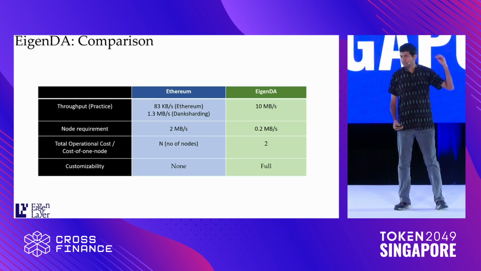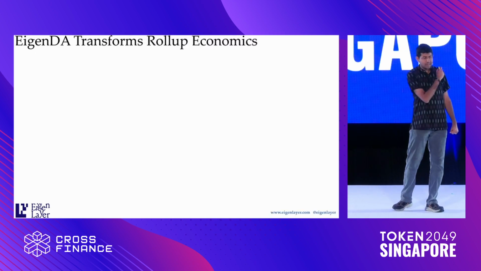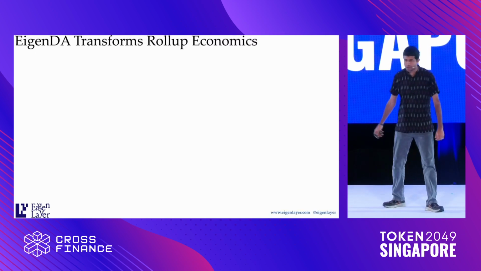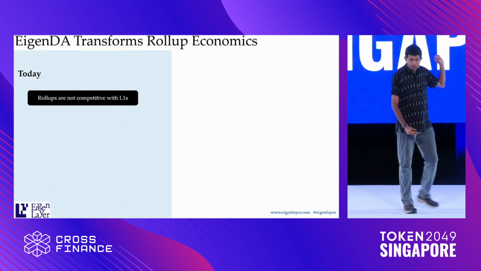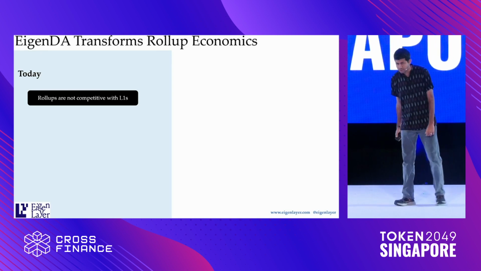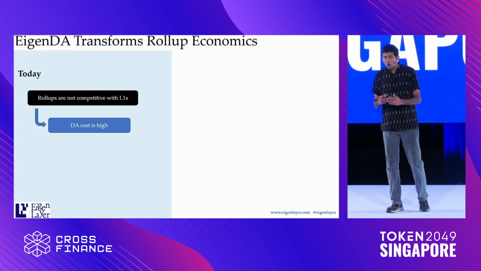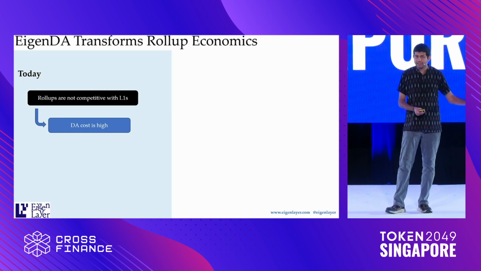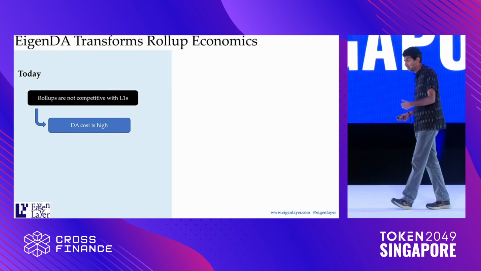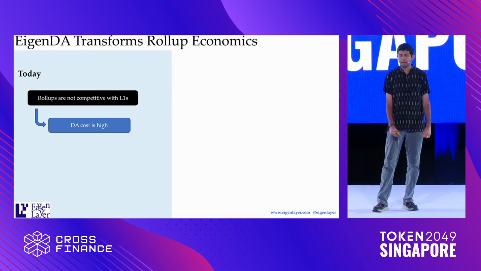It's highly customizable. It's very low cost. It transforms the economics of how you build rollups. If you look at rollups today, they're not really compatible or competitive with the layer ones. Why is that? There are 3 factors. Number one, almost all of the cost in the rollups today are going to data availability. The data availability cost is high. Okay, and today, most of the rollup cost is going to data availability.